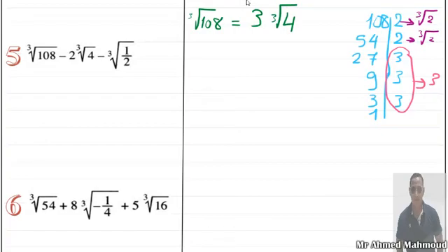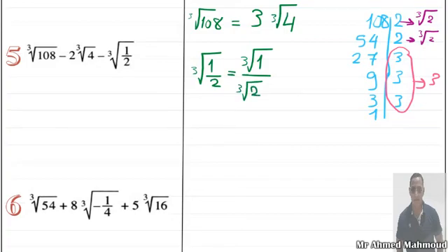Okay, now we have cubic root 1 over 2. We don't have a number outside to enter inside the root. Okay, then we are going to do what? First, we are going to distribute the root like this. It will be cubic root 1 over cubic root 2.